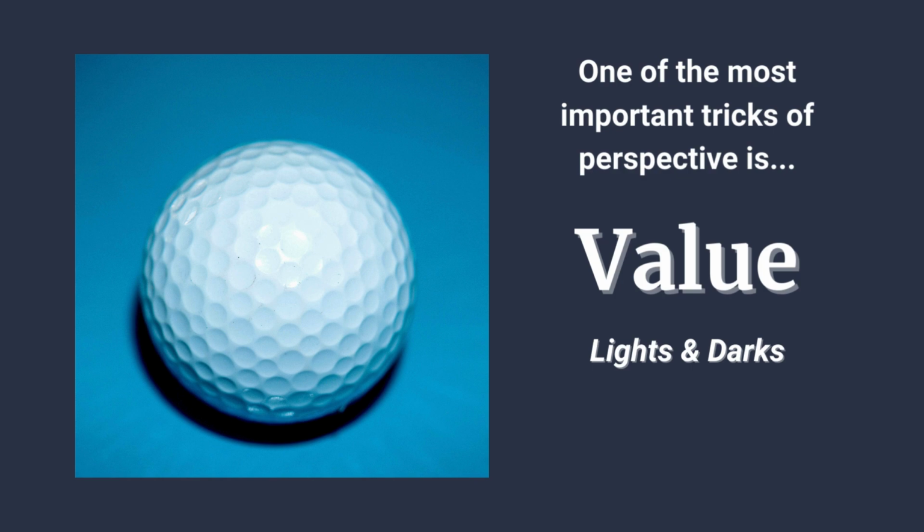We know that a golf ball is white, but we also know that it doesn't have a smooth surface. The way that we are able to see those divots is because there's an area that's darker. It's still white, but less light is getting to it, so it appears to be darker.